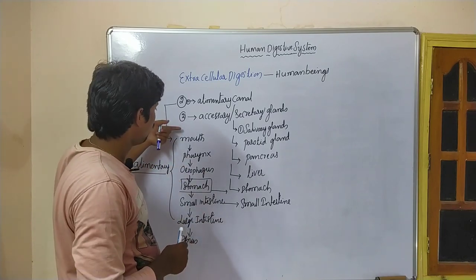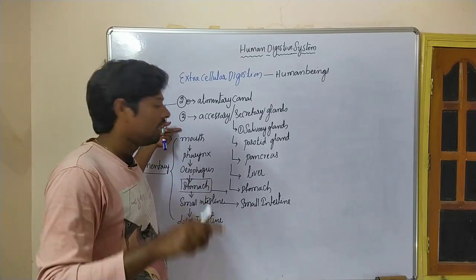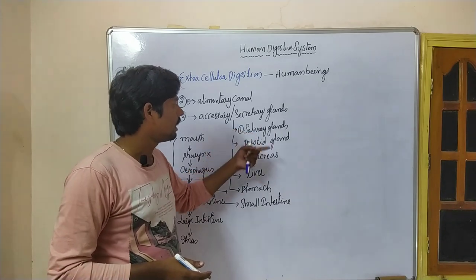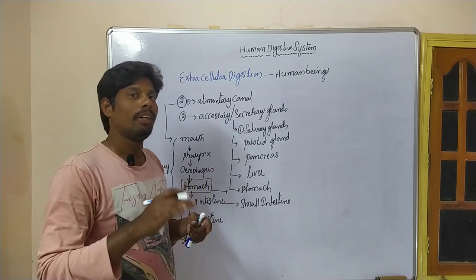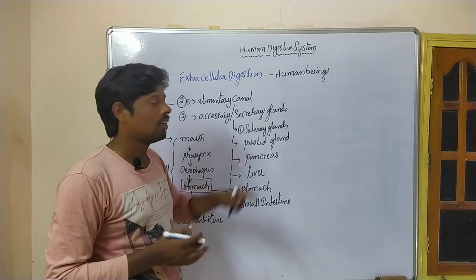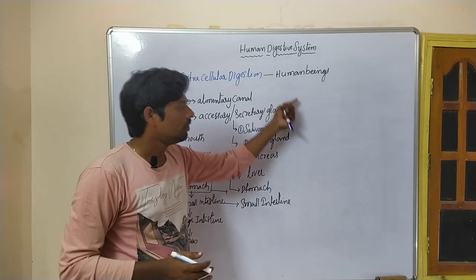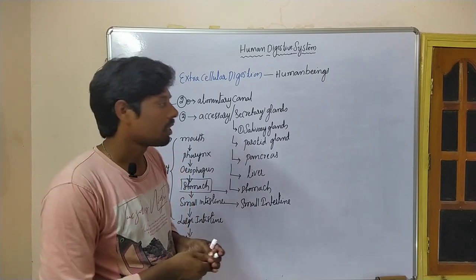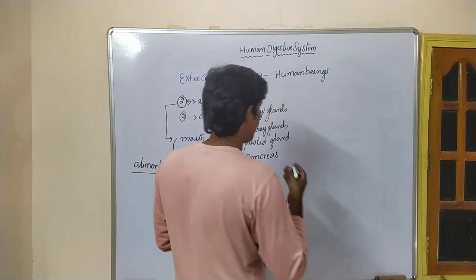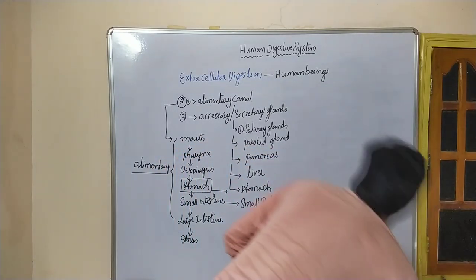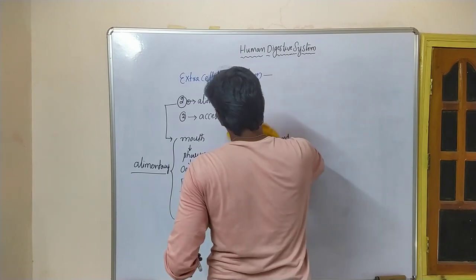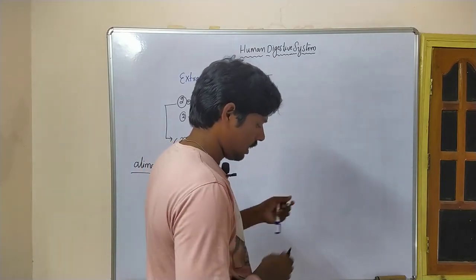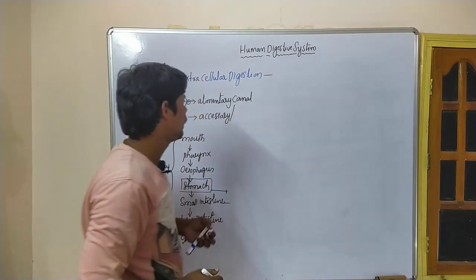Let us see how the elementary canal looks in human beings through a diagrammatical representation, and also where the salivary glands and these secretory glands are present, where they secrete different kinds of secretory fluids into the digestive system. We will see it through the diagram. So, let us start. I am going to draw the elementary canal first.